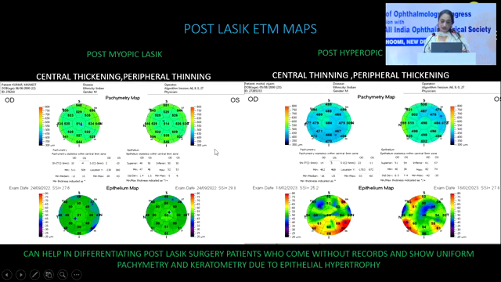So these are a few post-LASIK ETM maps. In myopia, you will find thickening in the center corresponding to the ablated zone and thinning in the periphery. And in post-hyperopic maps, you will find thinning in the center corresponding to the area which has been steepened and thickening in the periphery.